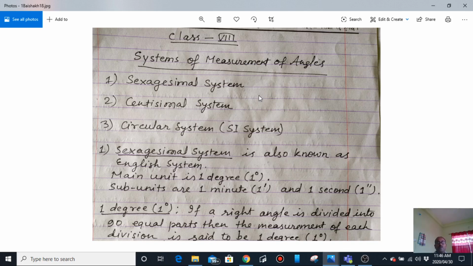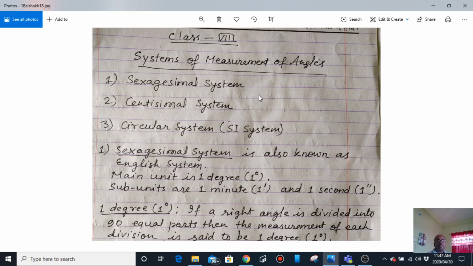You are students of science and mathematics, so everything needs to be measured. You are future engineers, future doctors, future pilots, future surveyors. So you must understand what is an angle and how to measure an angle.